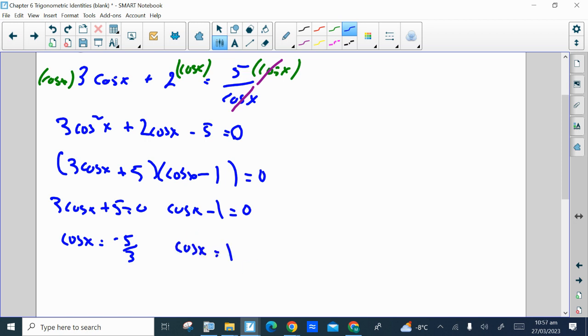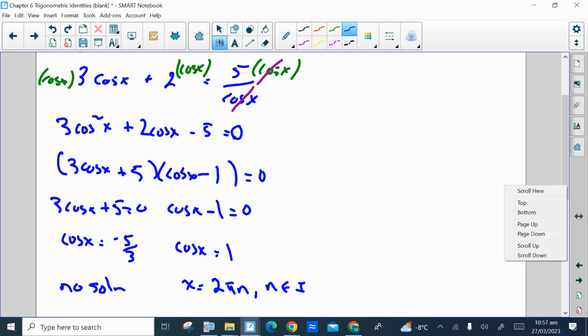But we'll have solutions where the cosine of x equals positive 1. And that's just at 2 pi or 0. So the general solutions will be x equals 2 pi n, where n is an element of integers. And like before, you can check these on your calculator, right? We've done that, lots of that.